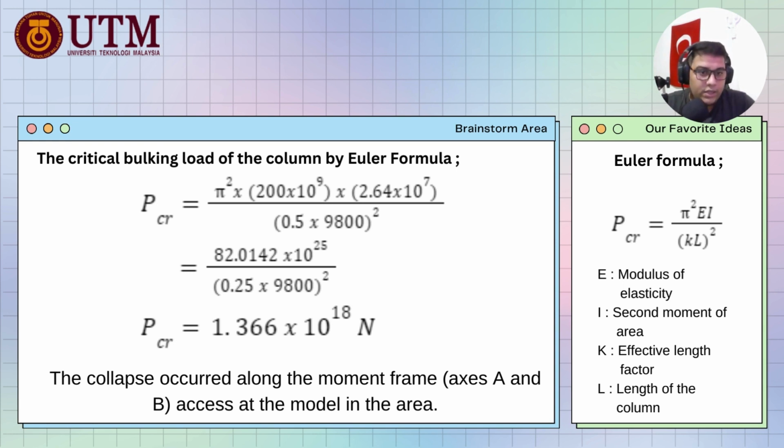On the right side here, we are going to use Pcr equals pi squared EI divided by (KL) squared. This is the Euler formula, the main formula. For reference, E is the modulus of elasticity, I is the second moment of area, K is the effective length factor, and L is the length of the column.